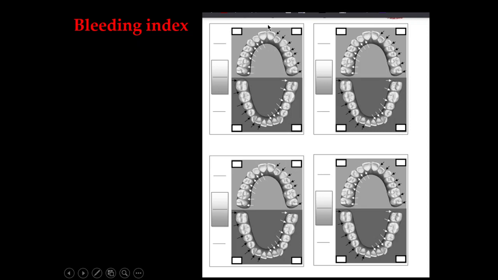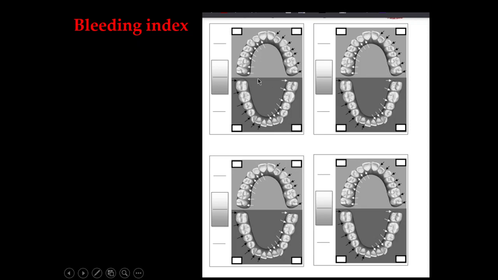How many papillas do we have? We have a midline papilla, a papilla between the central and the lateral, a papilla between the lateral and the canine, between the canine and the 4, between 4 and 5, between 5 and 6, between 6 and 7, and between 7 and 8. There is nothing to draw for the 8, so we draw just the papilla. Okay.